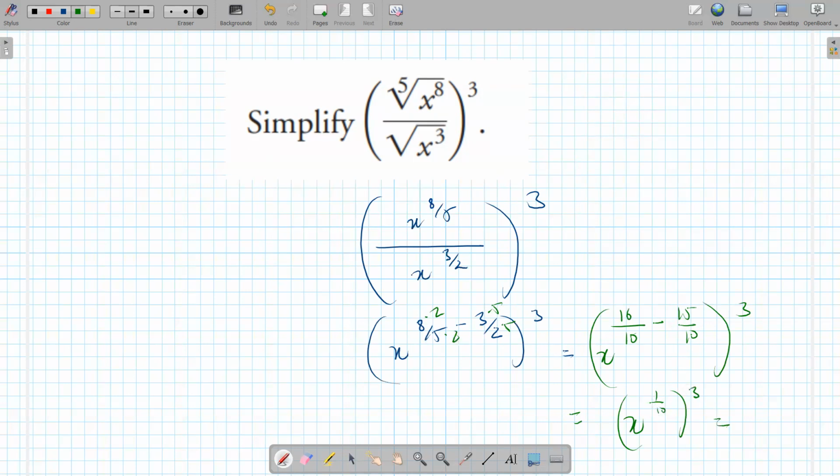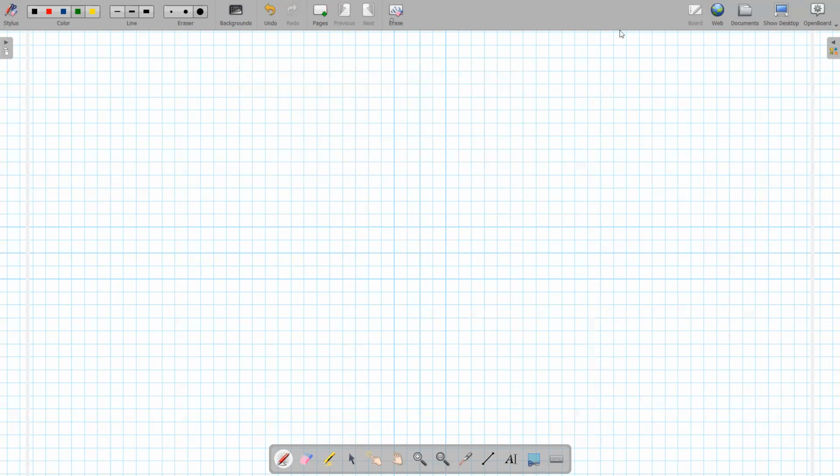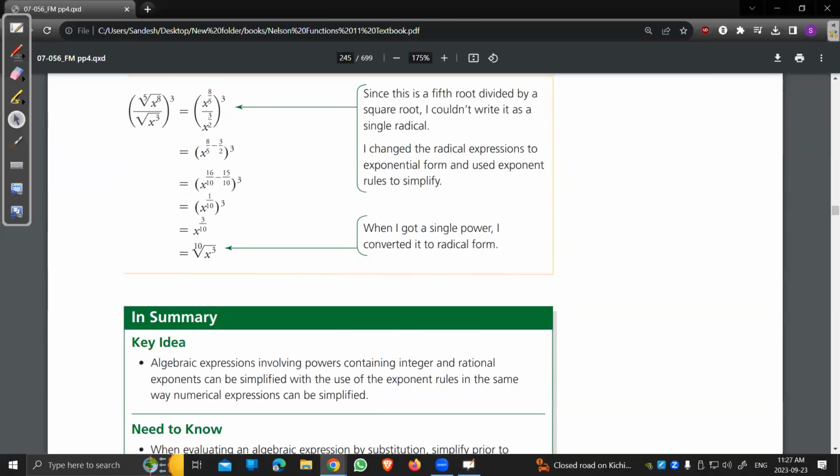What does that give us? X to the power of 3 over 10. Right, x to the power of 3 over 10. That denominator there is your index. So if you want to rewrite this in radical form, what do we get? We have x to the power of 3 over 10. We want to rewrite this in radical form. The 3rd root of x to the power of 10. Right, 3rd root of x to the power of 10. And that's it for that.